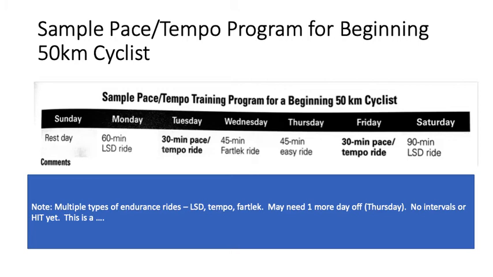I would probably add it on the Thursday to ensure that Friday's pace and tempo ride and Saturday's long slow distance were effective. So note, there are multiple types of endurance rides: long, slow distance, tempo, fartlek. You may need one more day off, like a Thursday. No intervals or HIIT yet for this individual because they are a beginner. So you're really seeing changes in long, slow distance, tempo, and speed play. So this is a good example that for a beginner, you're not doing HIIT and you're not doing any max intervals or speed intervals. You're looking at developing the aerobic system first and foremost.